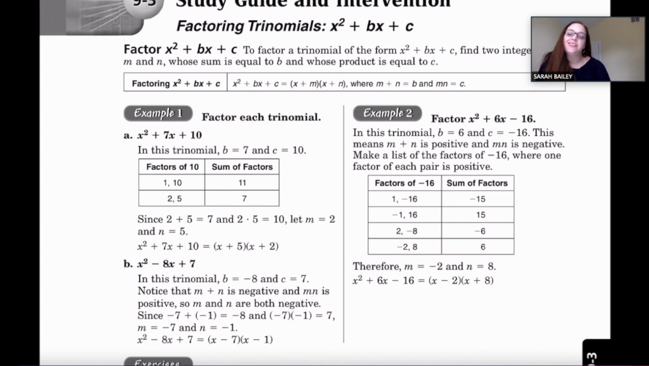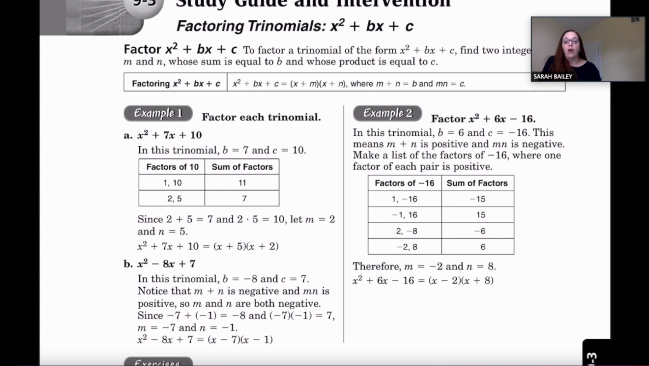Hey guys, in today's lesson, we're going to start learning how to factor trinomials in the form x squared plus bx plus c. This is one of the lessons that I actually remember from when I was in school. It can be really tricky, especially if you do not know your multiplication facts. If you don't know your multiplication facts, you might really struggle with this.